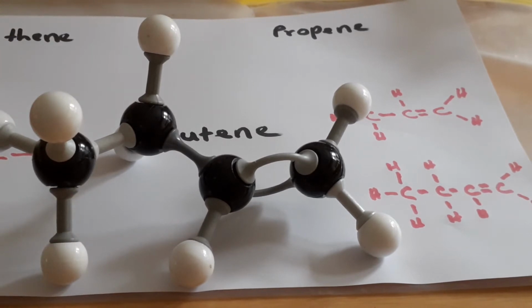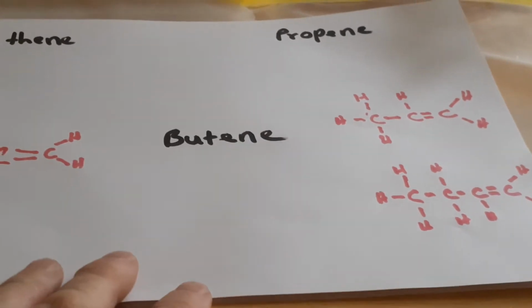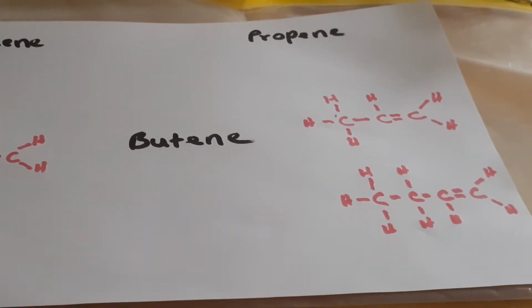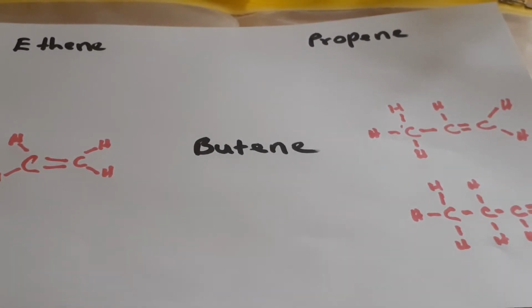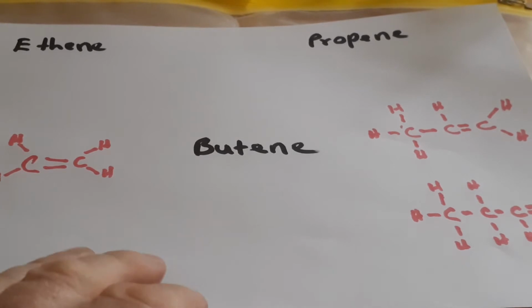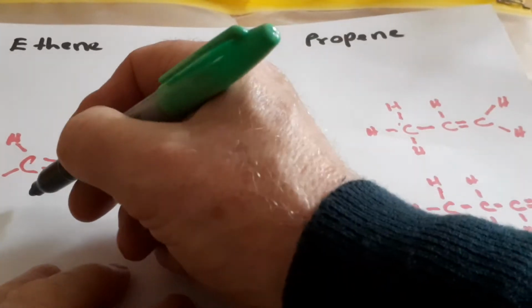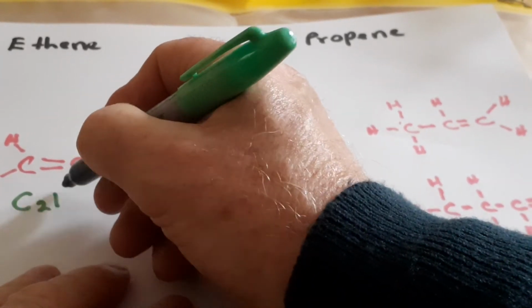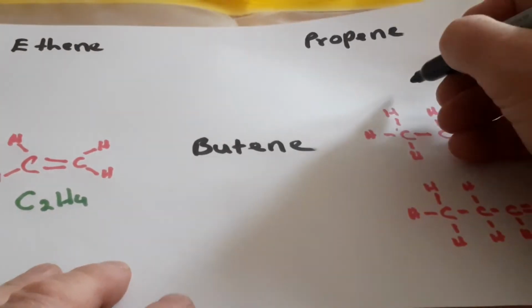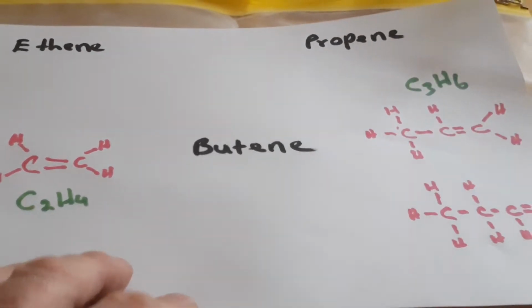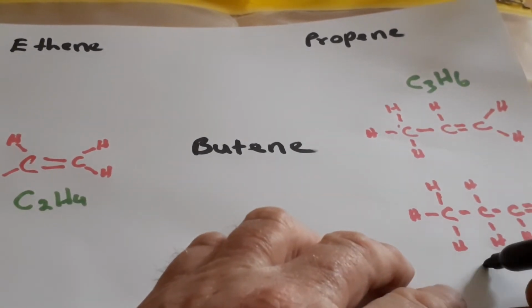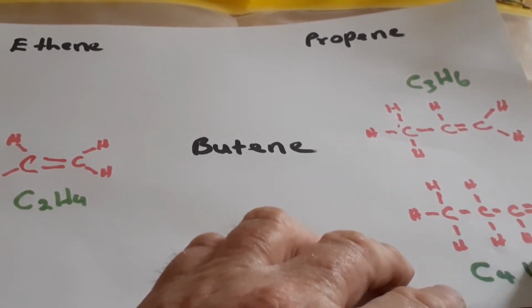Now, looking at this, these are said to be unsaturated because they have a double bond, and each carbon doesn't form 4 single bonds. So we've got C2H4 for ethene, C3H6 for propene, and for butene we've got C4H8.